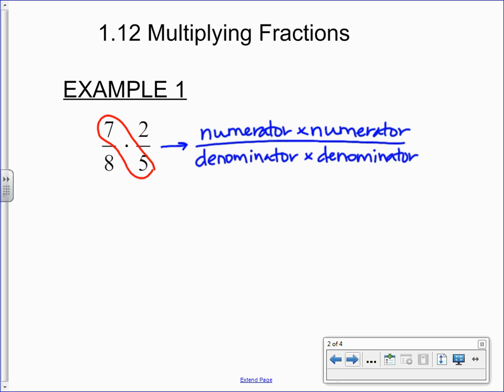When we look at the other diagonal, the 8 and the 2, we ask ourselves again, can 8 and 2 both be divided by the same number? And the answer is yes. 2 and 8 can both be divided by 2. If I divide 8 by 2, I get 4. If I divide 2 by 2, I get 1. So now I have 7 over 4 times 1 over 5. And when I multiply straight across, 7 times 1 is 7, 4 times 5 is 20. My final answer is 7/20.